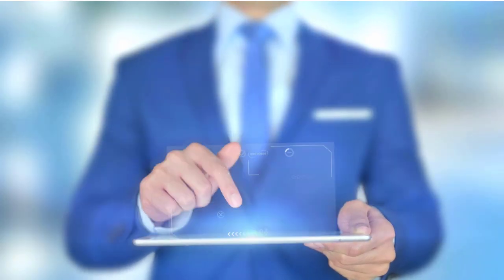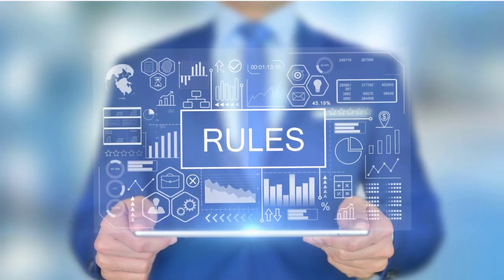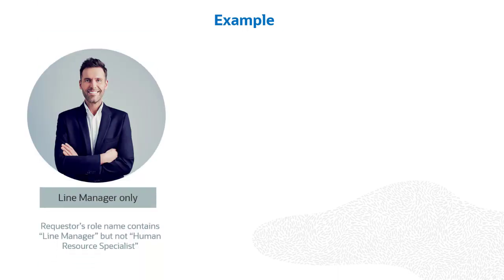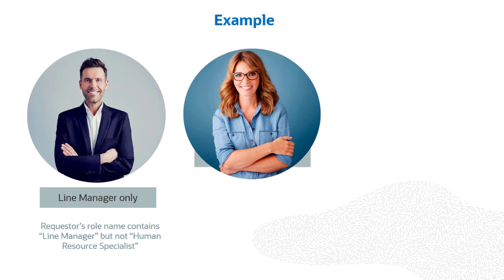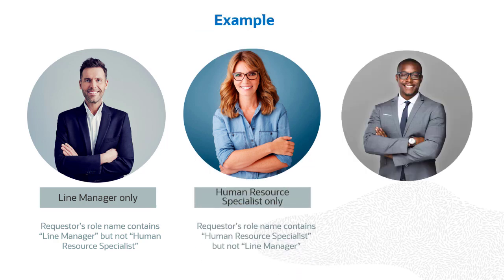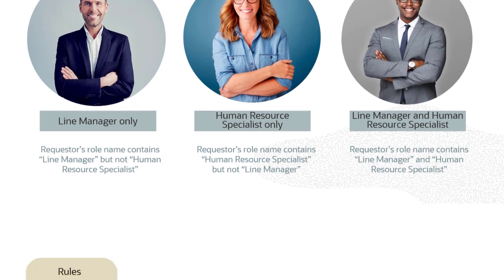In this video, I'll explain how to configure approval rules using the advanced mode in Oracle BPM Worklist. To demonstrate this, we'll configure change assignment approval rules based on the following scenario. Requester's role name contains line manager but not human resource specialist. Requester's role name contains human resource specialist but not line manager. And requester's role name contains both line manager and human resource specialist.